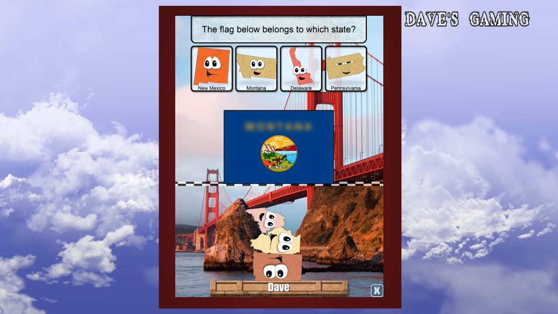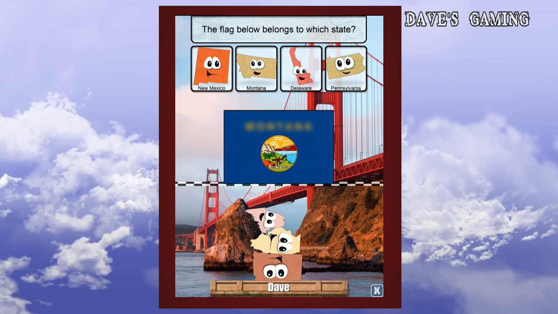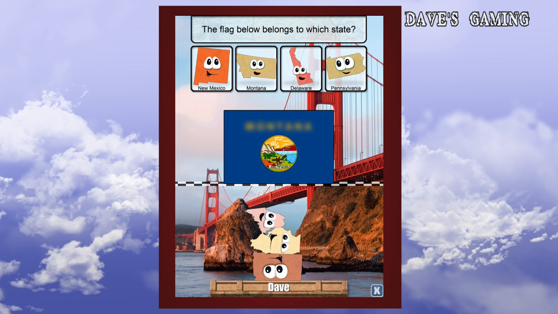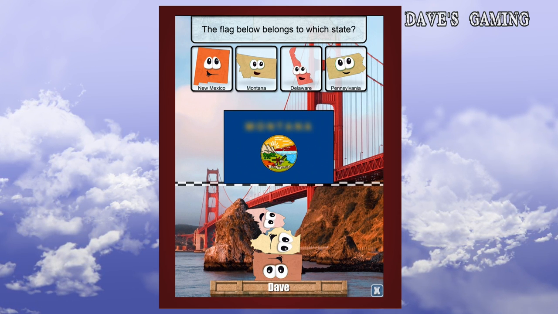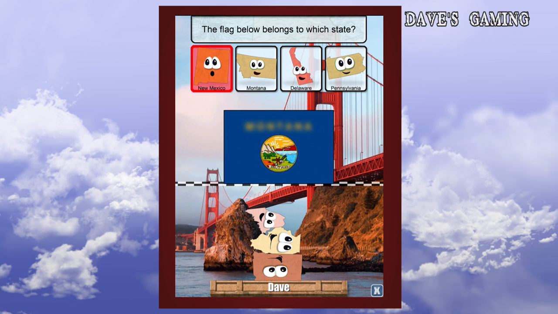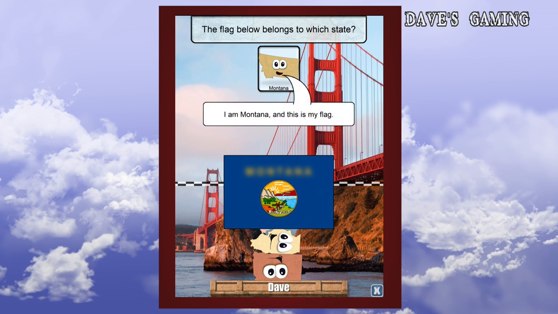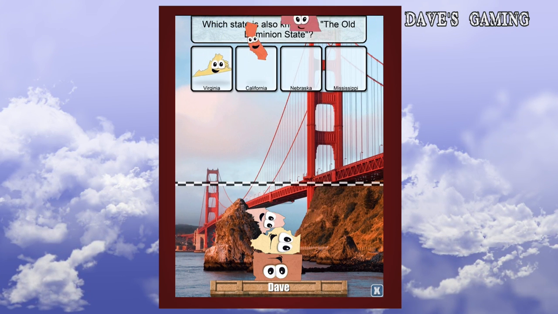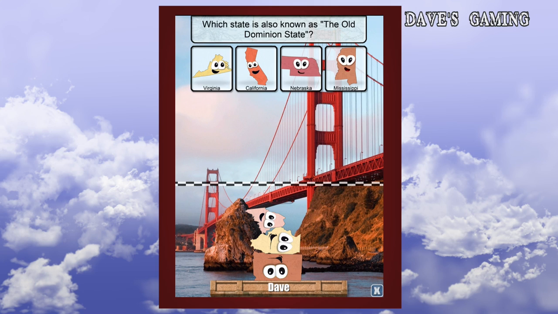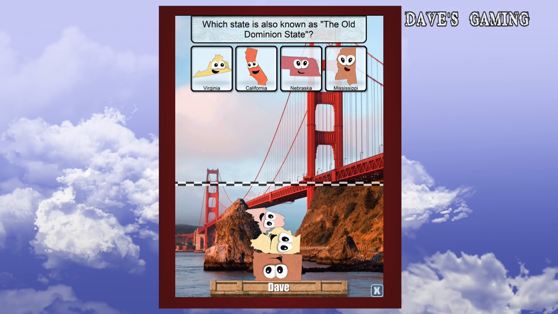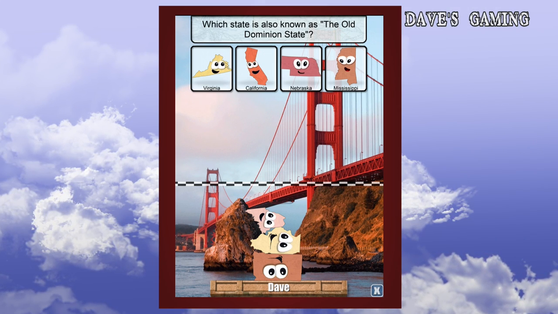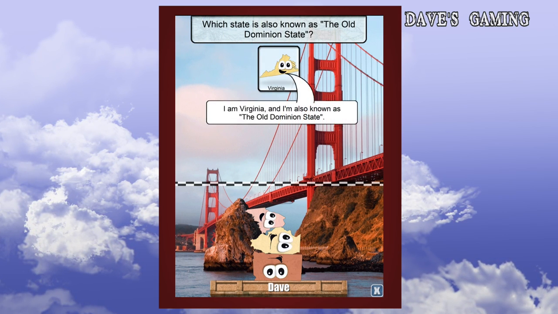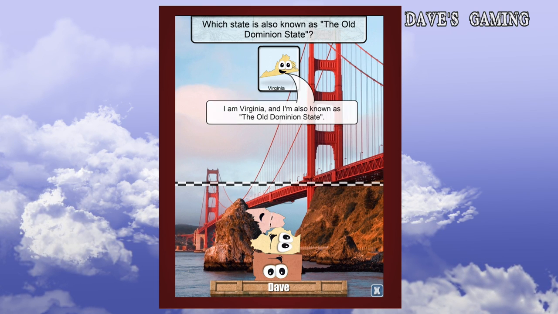Never been there. Which flag belongs to which state? New Mexico, Montana, Delaware, or Pennsylvania. Maybe I'd say Delaware. How about Delaware, maybe? It looks like that. No. Montana. There's a lot of lakes in Montana, of course. Which state is also known as the Old Dominion state? I'm not doing too well because I don't know. That was a guess. Virginia. Damn it.